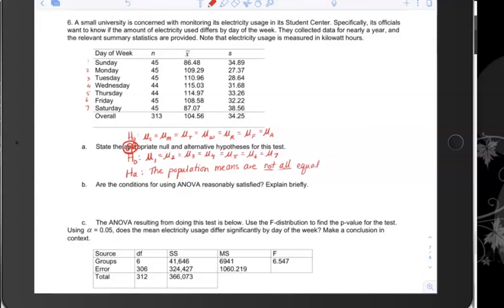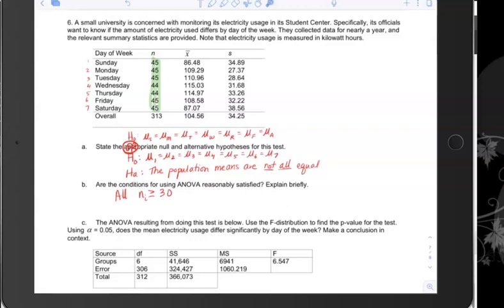Okay, so now, are the conditions for ANOVA reasonably satisfied? Well, let's first look at the sample sizes. So here are all the sample sizes, and notice they're all greater than 30. So that condition is met. So we can say all n sub i are greater than or equal to 30, so that's good.